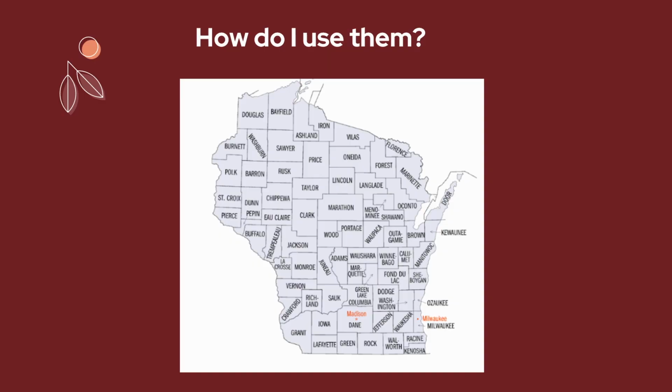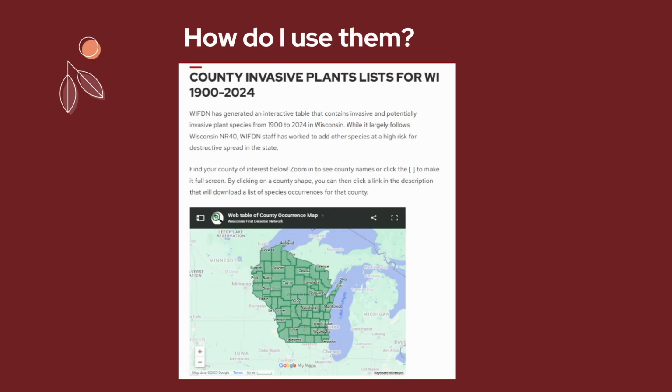So, how do I use these maps? Here's a picture that has all of the counties of Wisconsin for your reference. Once you have found your county of interest, you can then go to our interactive Google map. This Google map will have information once you click into each county.